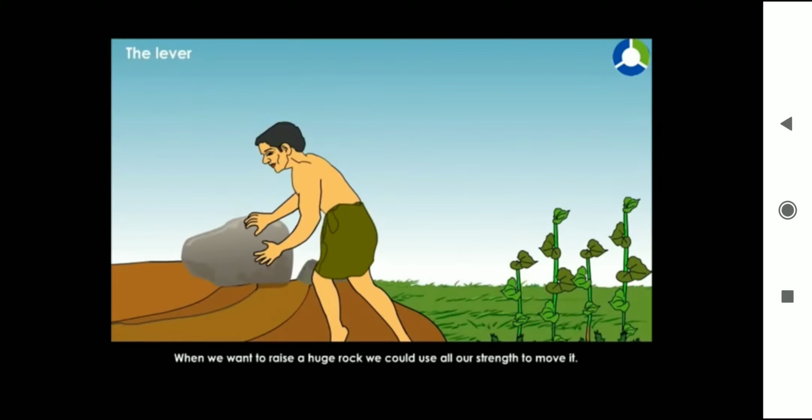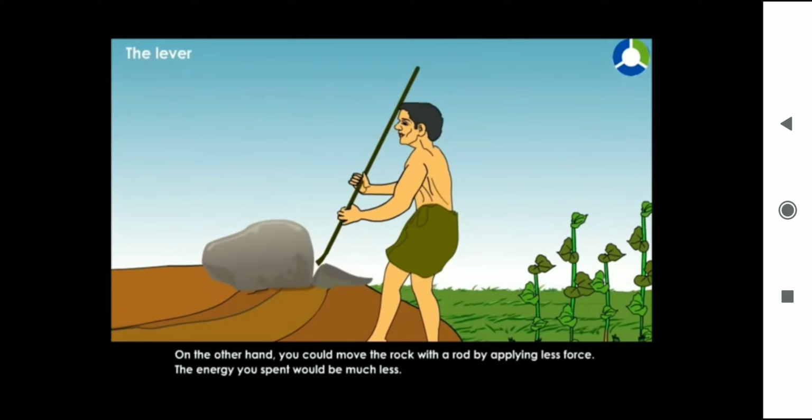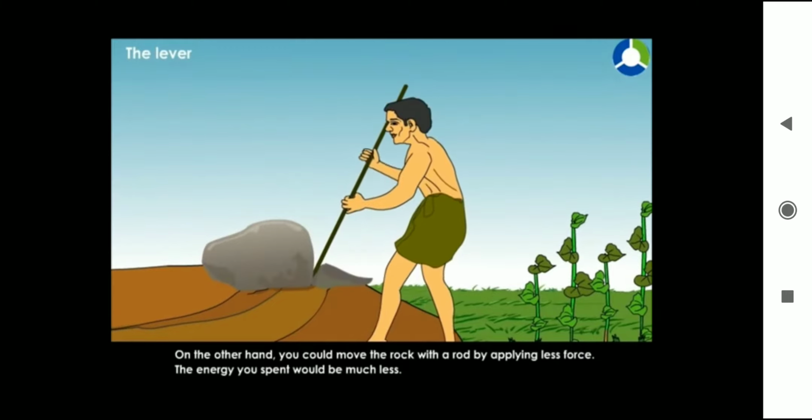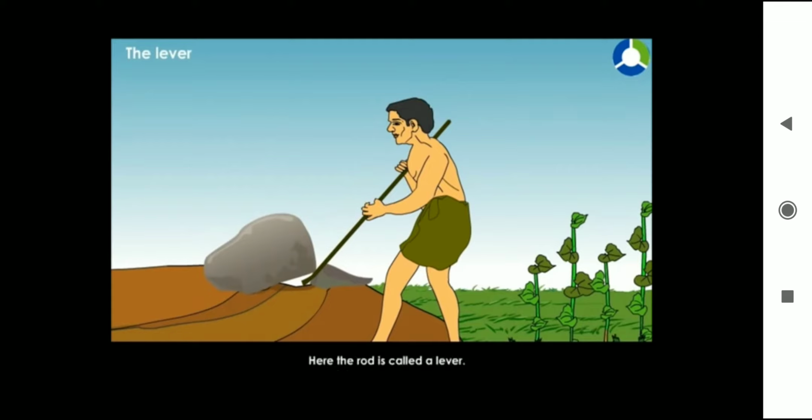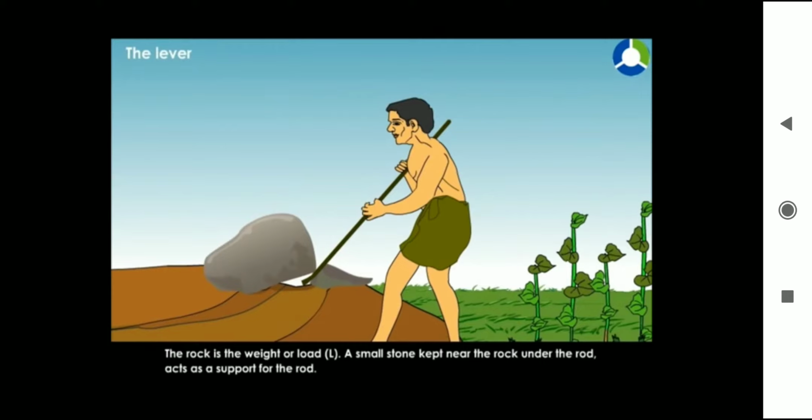The lever. When we want to raise a huge rock, we could use all our strength to move it. On the other hand, you could move the rock with a rod by applying less force. The energy you spent would be much less. Here, the rod is called a lever. The rock is the weight or load L.